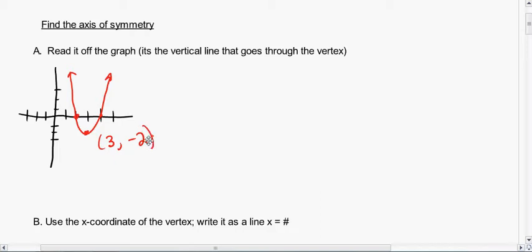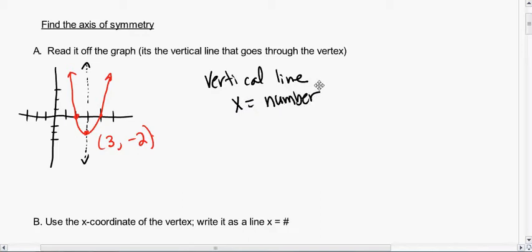So the axis of symmetry would be a line that goes straight down the middle and straight through the vertex. There it is. It's a vertical line. And because it's a vertical line, its equation is going to have the form x equals some number. And what makes this problem a total walk in the park is that number is the x-coordinate of the vertex. So in our case, the x-coordinate of the vertex is 3.